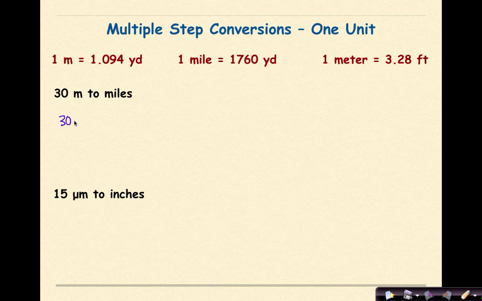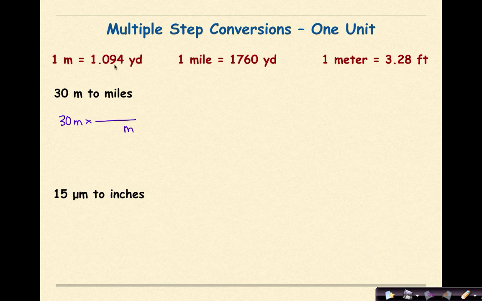So 30 meters. And then I have to start thinking about how I'm going to plan this out, because I know that if I start with meters, meters is going to go on the bottom. And there's nothing here that gets me directly to miles, but I do have 1 meter is equal to 1.094 yards. And over here, I have yards going into miles. So most likely, I am planning for a 2-step conversion.